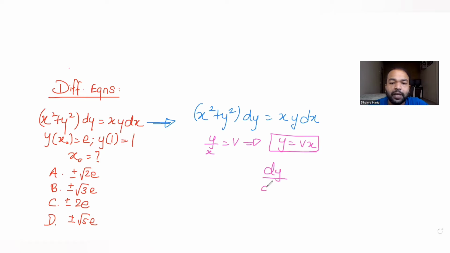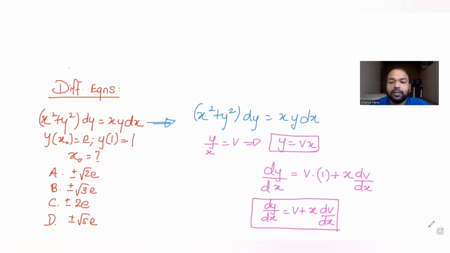Differentiating this entire expression with respect to x, dy by dx becomes the derivative of a product. So differentiation of the product, we write it as v into the derivative of x, that is 1, plus x into the derivative of v with respect to x, so dv by dx, right? So dy by dx, I can replace this as v plus x dv by dx. So let's try to solve the question that is given to us.